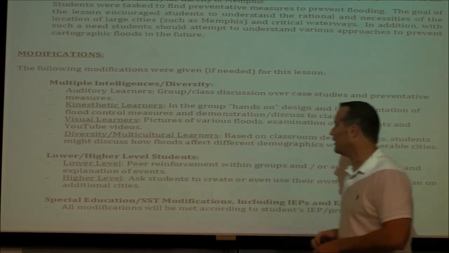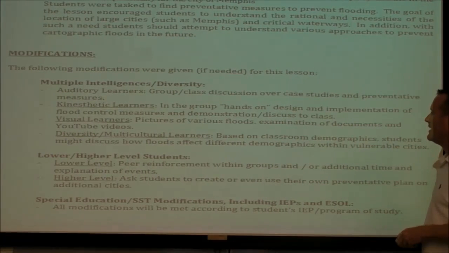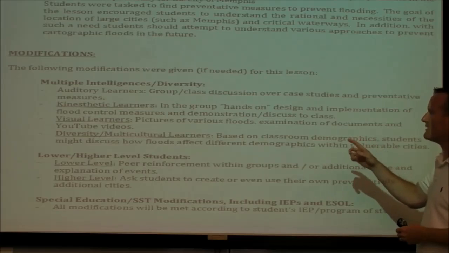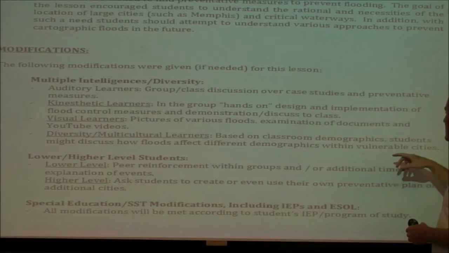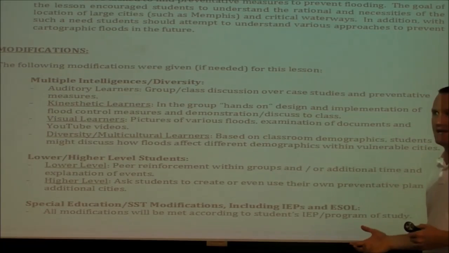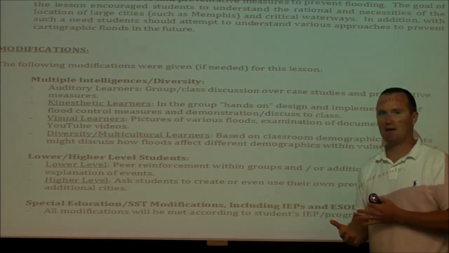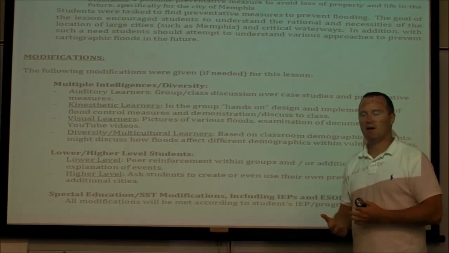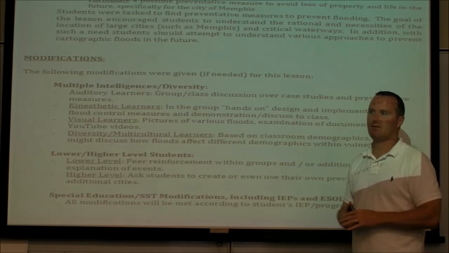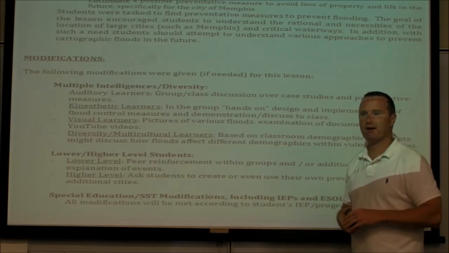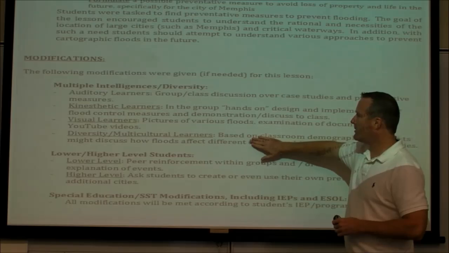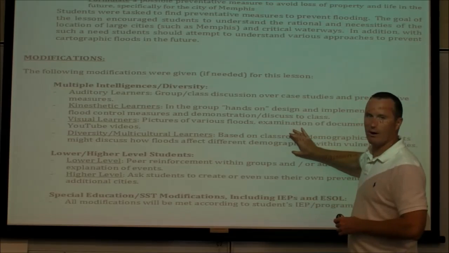From a diversity and multicultural standpoint, think about this. Based on classroom demographics, students might discuss how floods affect different regions of the world that might be vulnerable. For example, there are different areas in India that constantly flood. There are areas in the United States that are vulnerable to flooding. New Orleans, areas like that. So you could mix it up and look at it from a broader standpoint right here.